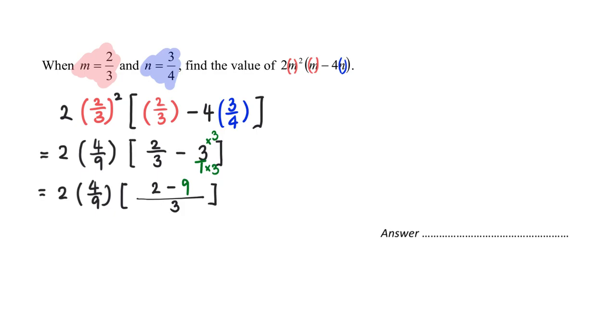Let's continue to work on this. It will be 2 times 4 over 9 times negative 7 over 3. Then we are going to multiply them from left to right. So this is 2 times 4 over 9. Do take note again, this is actually 2 over 1 times 4 over 9. So numerator times numerator, 2 times 4, 8. 1 times 9, 9.